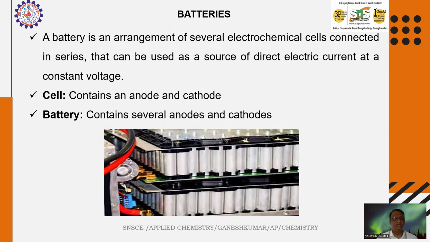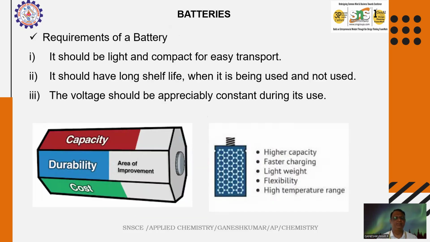So there is a clear difference between a cell and a battery. A cell contains an anode and a cathode, and a battery contains several anodes and several cathodes put together, which are connected in series.